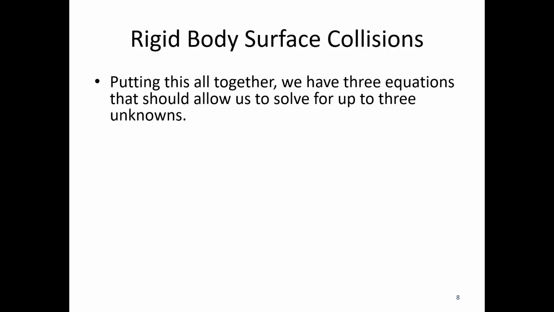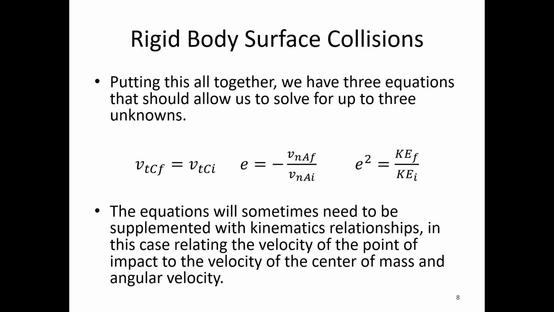Putting this all together, we have three equations that should allow us to solve for up to three unknowns. The velocity in the tangential direction of our center of mass does not change. It stays the same before and after impact. We've got the coefficient of restitution, which relates the velocities in the normal direction at our point of impact before and after the collision. And finally, we've got the coefficient of restitution squared, which we can use to relate the final kinetic energy divided by the initial kinetic energy.